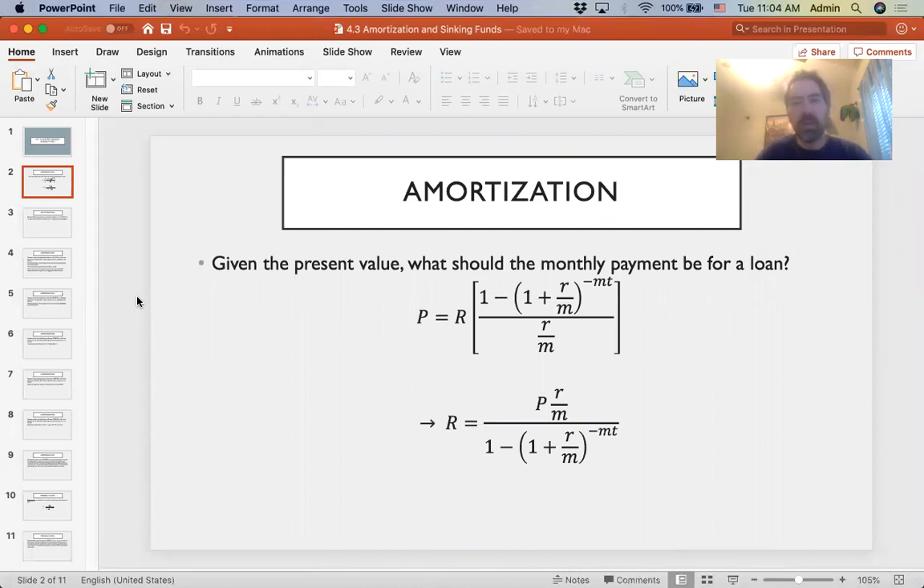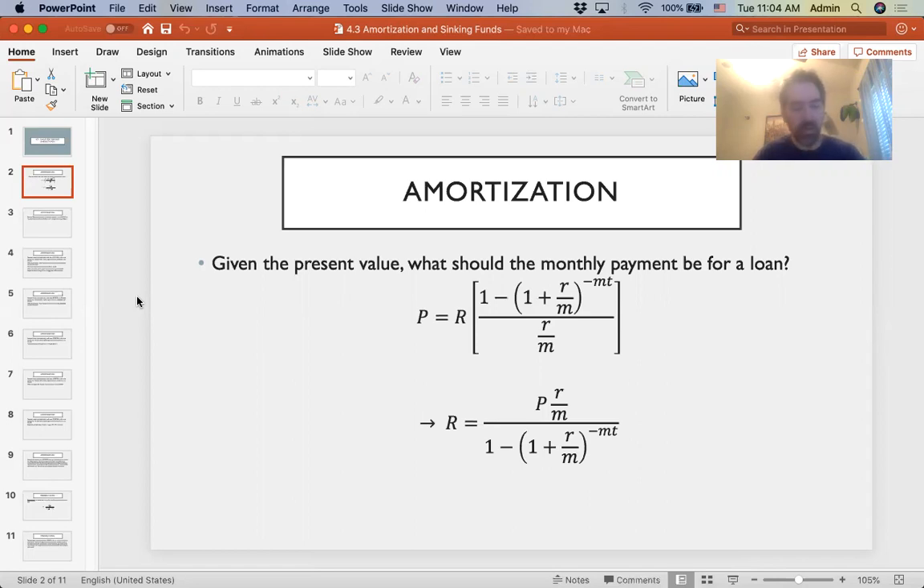In this video, we're following up with our present value annuity and future value annuity. Present value annuities correspond to amortization, where we're paying off a loan. We know the loan amount, but we need to determine how much the payment amount is going to be.